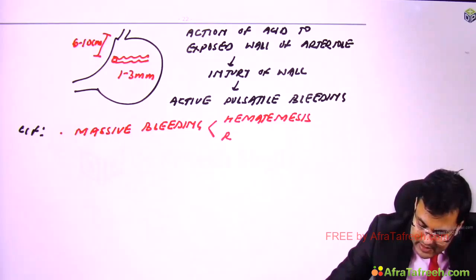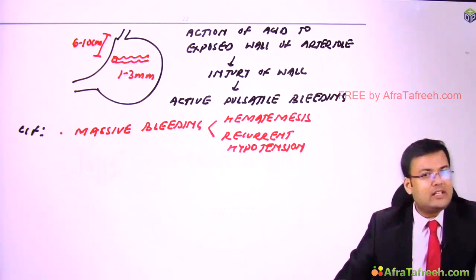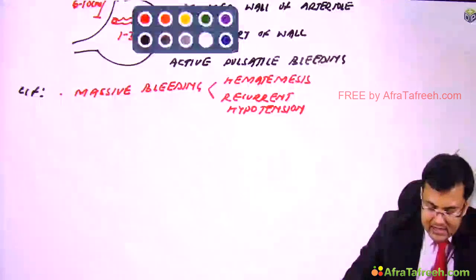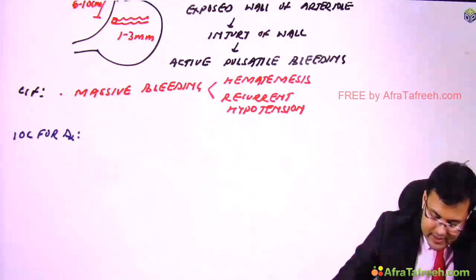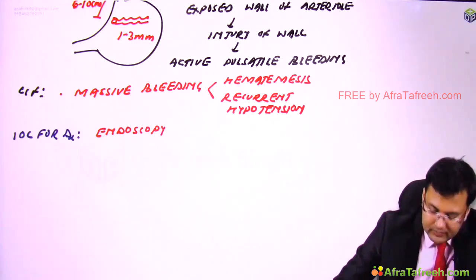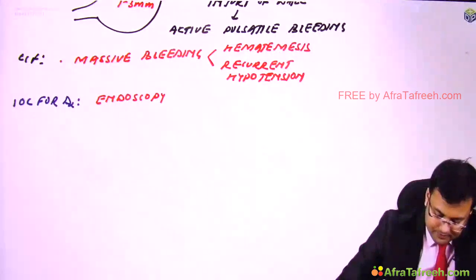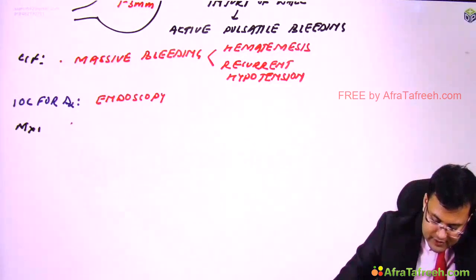And second is recurrent hypotension. Why? Because it's 1A, so there is high risk of rebleeding. Question is asked, what's the investigation of choice for diagnosis? And I told you already, it's the endoscopy. How are we going to manage? Management, same.